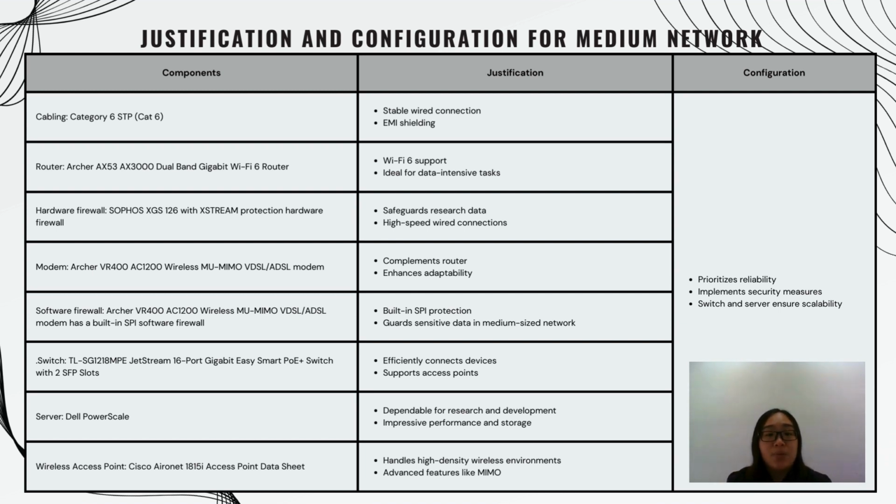The Cisco access point handles high-density wireless environments for up to 30 users engaged in various computer science activities with advanced features like MIMO. The network configuration prioritizes reliability using Cat6 STP cabling, Wi-Fi 6 technology, and security measures. MU-MIMO technology optimizes performance, and the server ensures scalability for the lab's dynamic requirements.